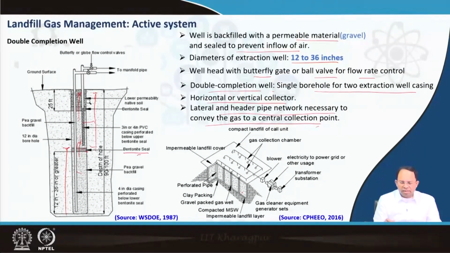As you can see in this image, these are the gas collection wells, and from here there is a pipe network of lateral and header pipes which will bring the gas to the blower, which actually sucks the gas. Then it is transported to this particular station where electricity is produced and transported to the power grid via a transformer, right? So that is how the overall gas management system works.